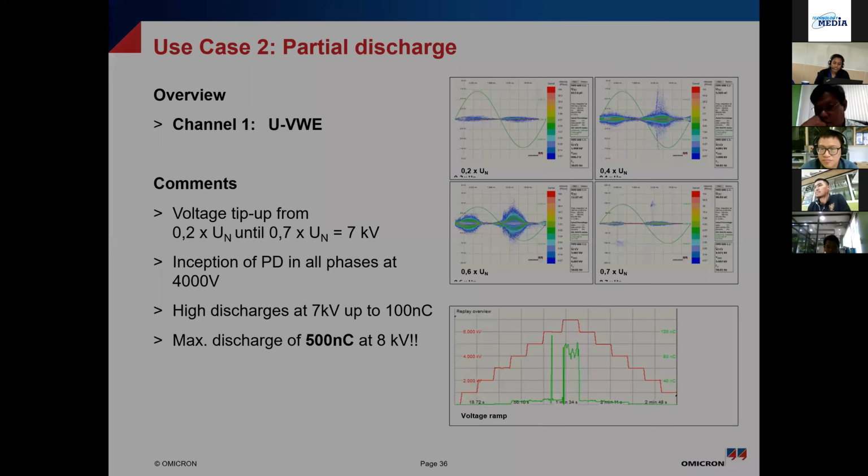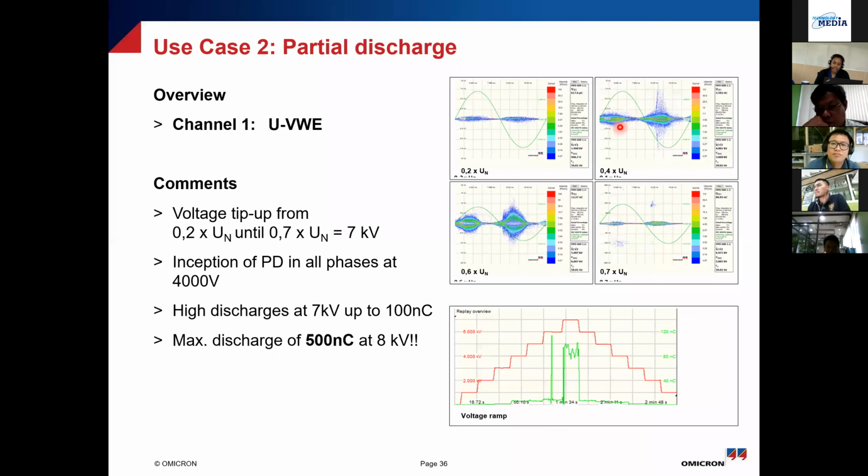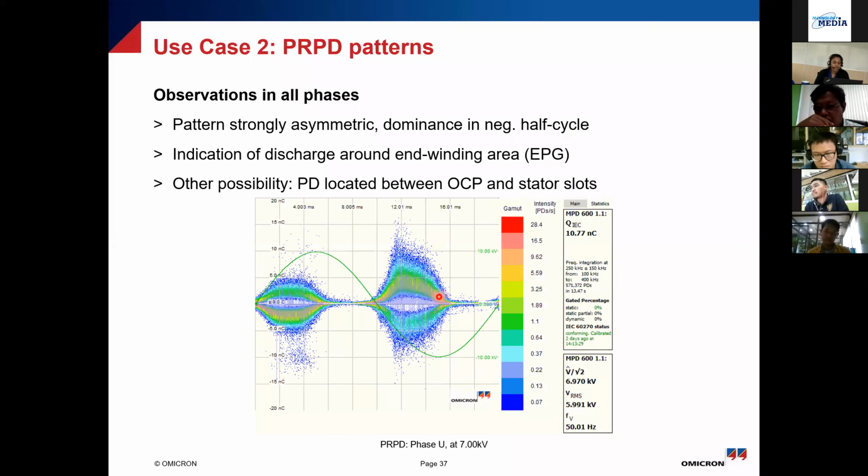So here you can see the inception voltage started at 40% of rated voltage, and at 70% they had something like 500 nanocoulomb at 8 kV. At 7 kV it was around 100 nanocoulomb. So it was decided, okay, let's see the pattern, what exactly the pattern indicates.